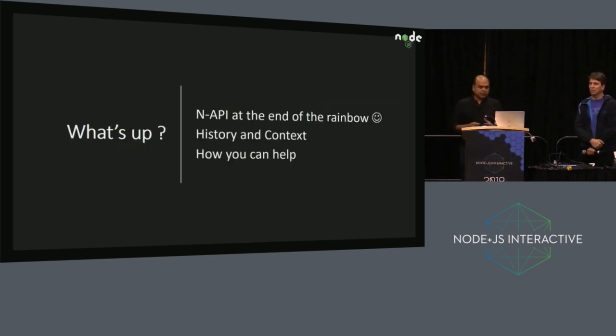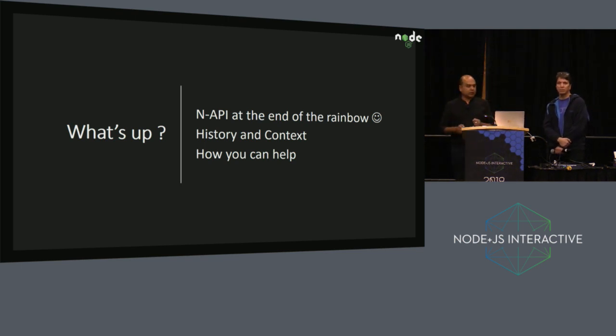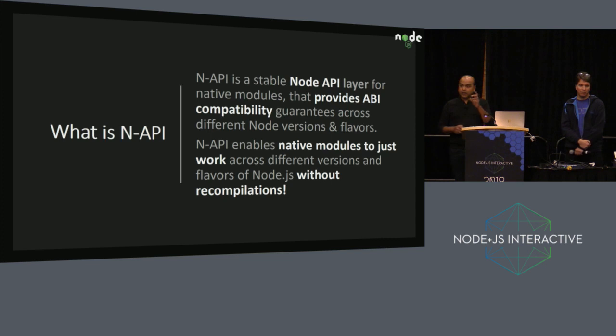So we're going to be covering how N-API is going to bring about this dream and provide some history and context, and also how you can help. So what is N-API? N-API is a stable Node API layer for native modules that provides ABI compatibility guarantees across different versions of Node and flavors. N-API enables native modules to just work across these different versions without the need of recompilation. That's the key word here. You don't need to have this recompilation step that goes on today.